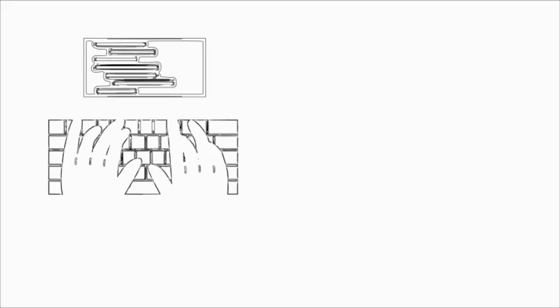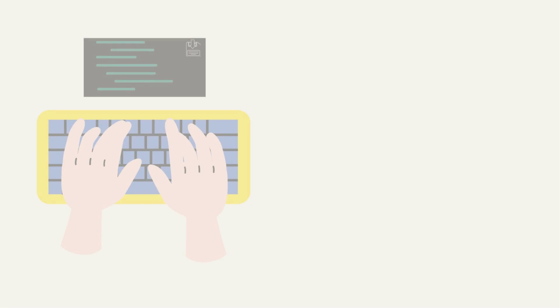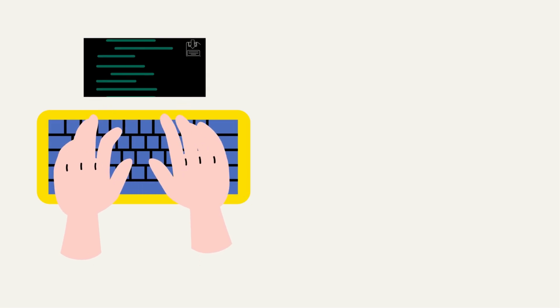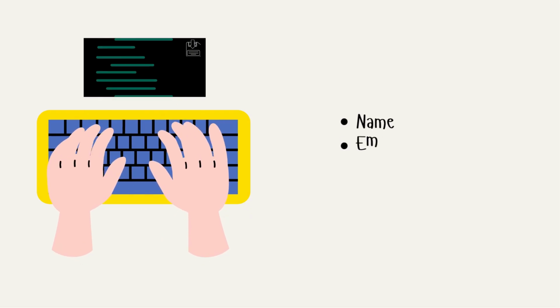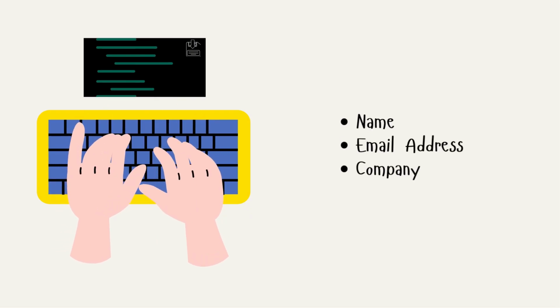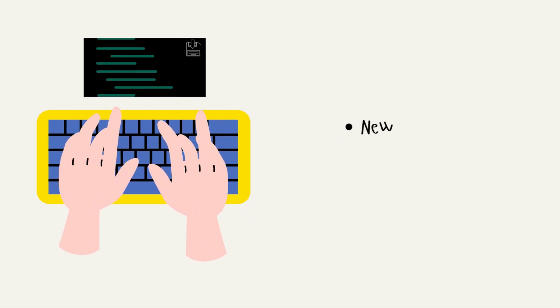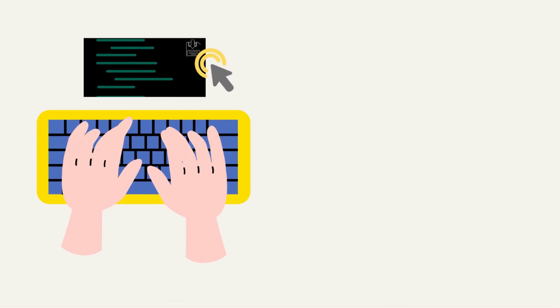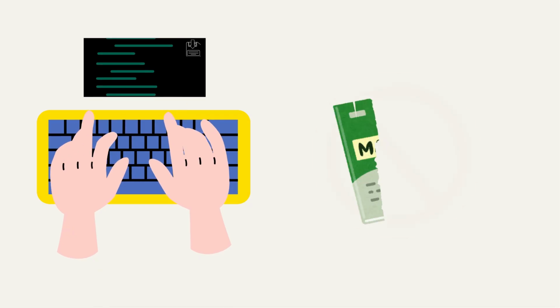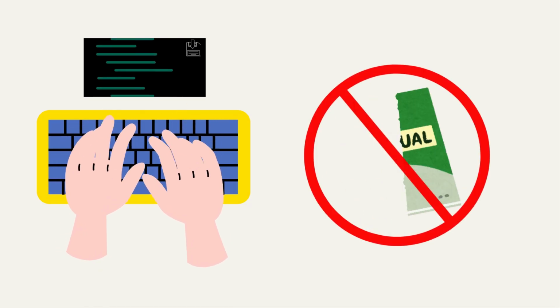For example, after instruction, a user should be able to add a new customer in a customer relationship management system. That includes entering required information, such as a name, email address, and company, assigning the correct status, such as new, active, or pending, and saving the record without errors. This should happen without following step-by-step instructions.